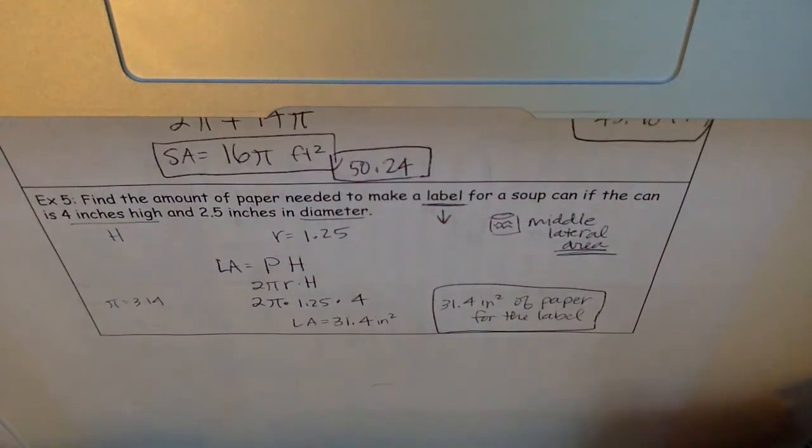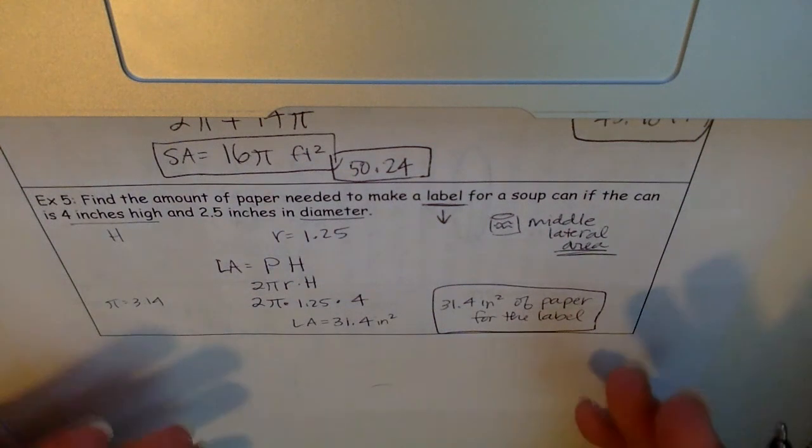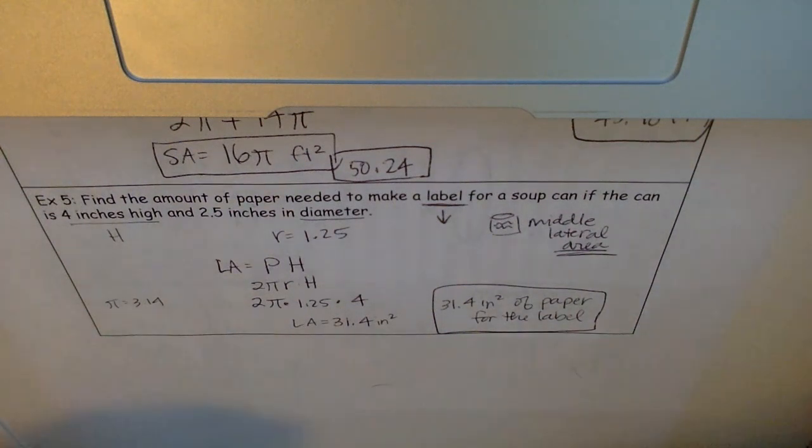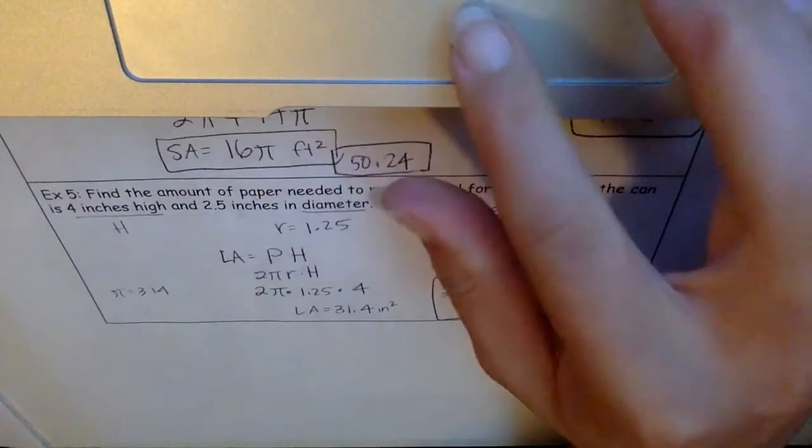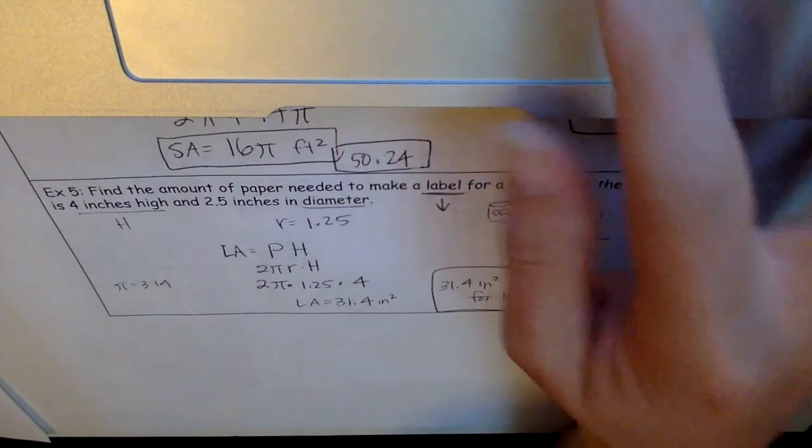If you ever have a question that asks you how much paper is needed for a label, then it would be a lateral area question. If they asked you how much aluminum is needed to make a can, like how much aluminum is needed to make a can of soup or can of vegetables, then that would be a total surface area problem, because aluminum goes around the entire can. All right, so we will practice more, and this is a little bit about surface area of cylinders.